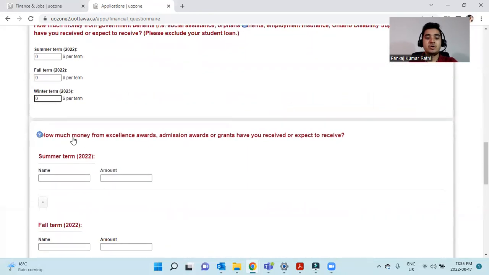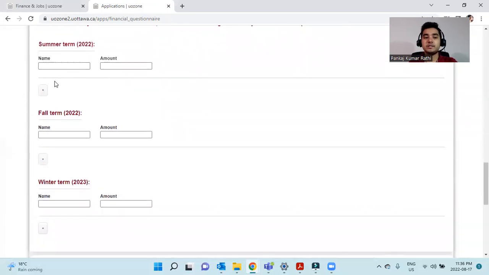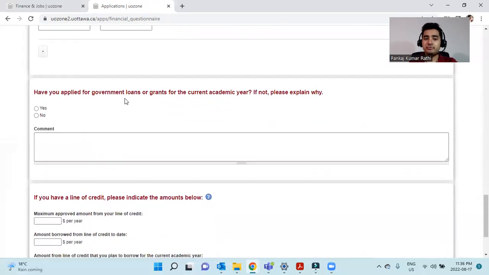Okay, next, how much money from excellence awards, admission awards, or grants have you received or expected to receive? Again, this is also zero. So if nothing is there, nothing to mention. Otherwise, you can mention NA 0, NA 0, and NA 0. NA is not applicable.